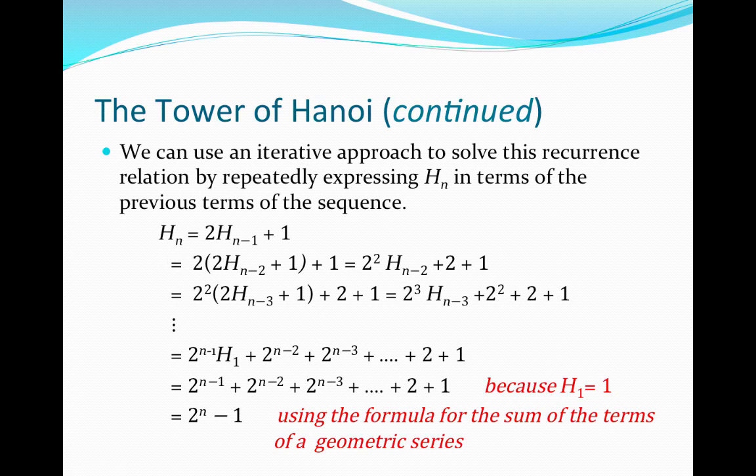Okay, so next we're going to look at counting the number of bit strings of a particular type.